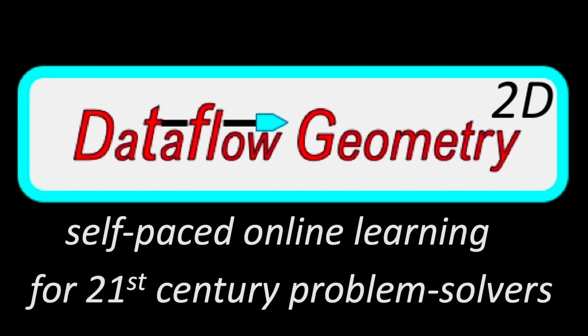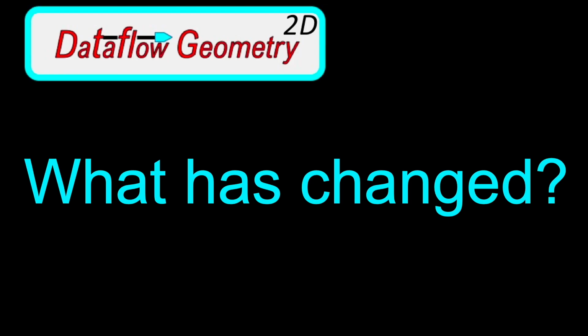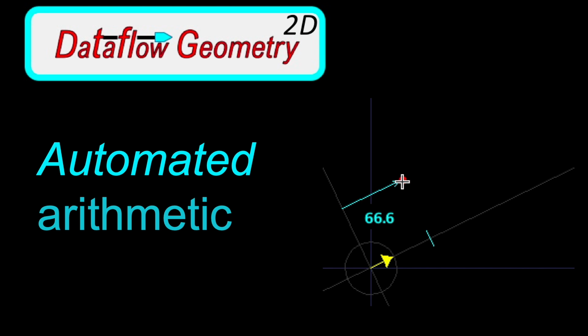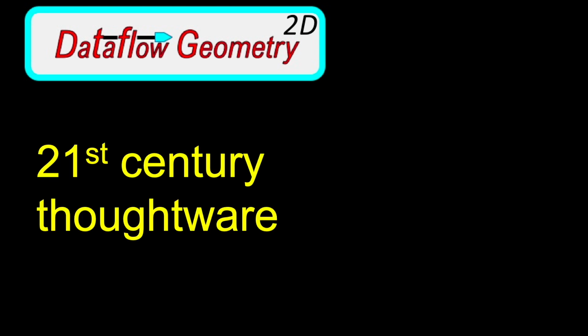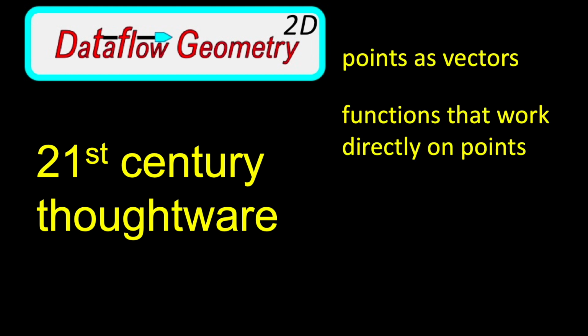The world of math education just changed with the release of Data Flow Geometry 2D. High school students are freed from the drudgery of mental arithmetic. Textbook geometry has to give way to modern number crunching constructs. X and Y get chunked into a point. Functions work directly on them.